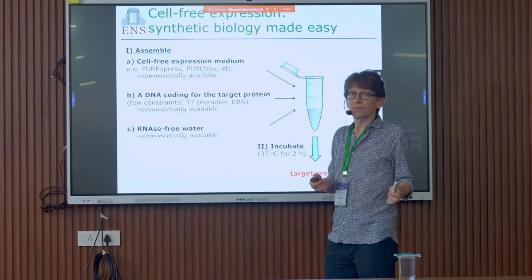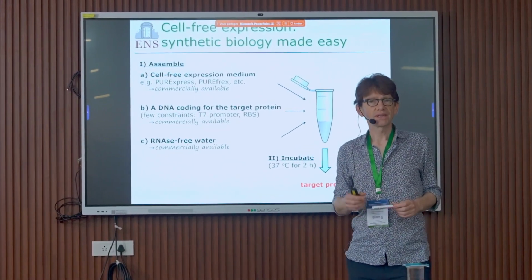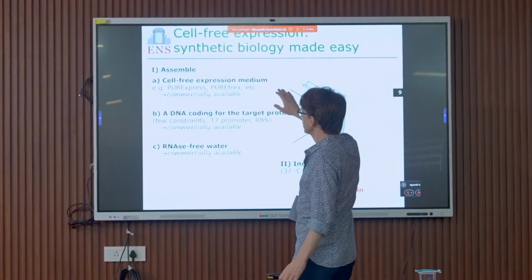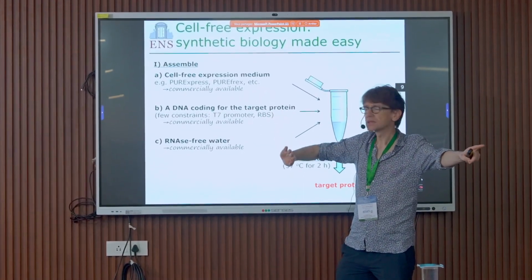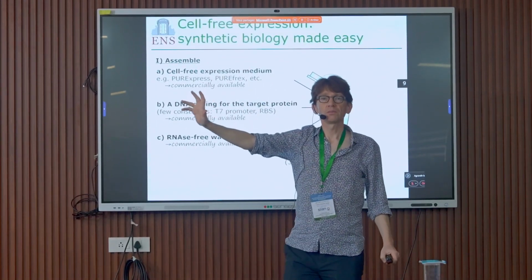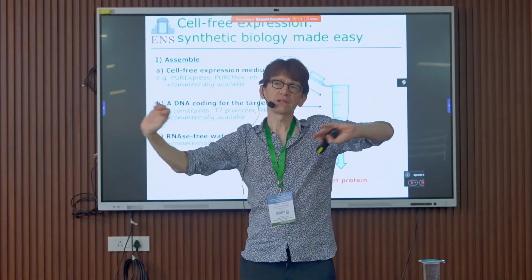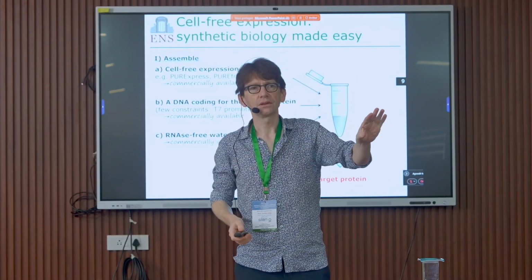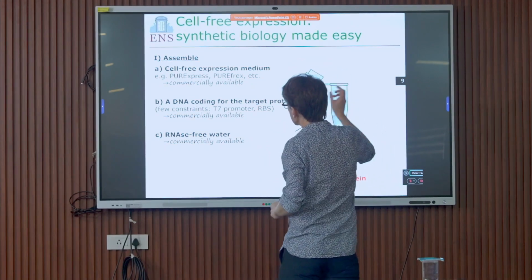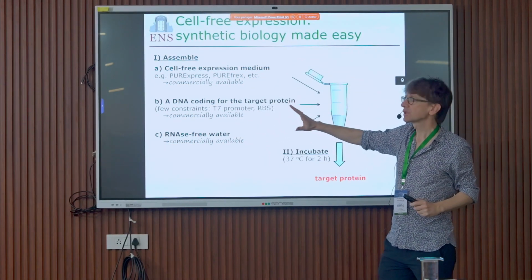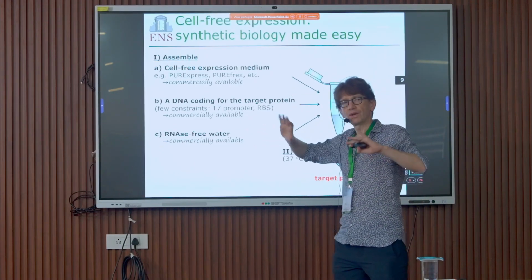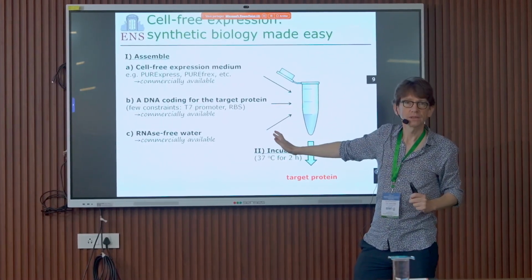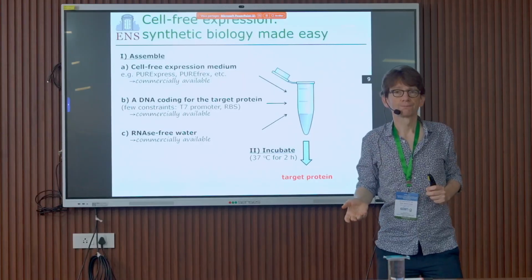It's actually very easy to do what usually a cell is doing. You take a cell-free expression medium, which is complicated to make, but you can just buy it. It's commercially available. There are people who have purified everything and put it in a tube. So you can do this in any laboratory: you buy it, you put inside the DNA that will code for your protein of choice, you add RNA-free water just to avoid degrading the RNA that will be synthesized, you incubate at 37 degrees, and then in a few hours you will get your protein.